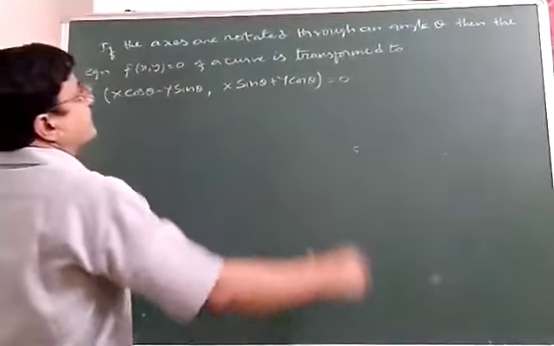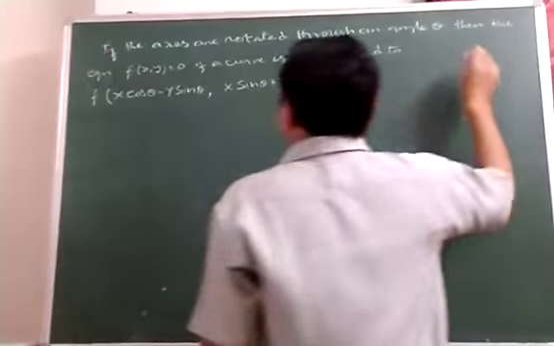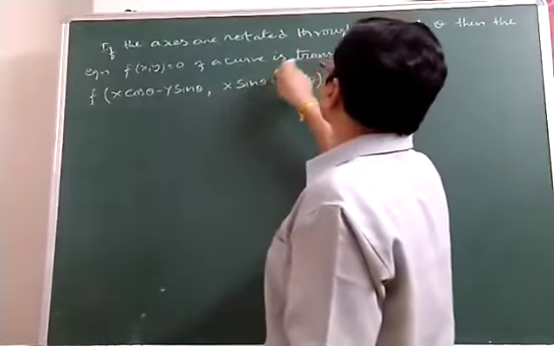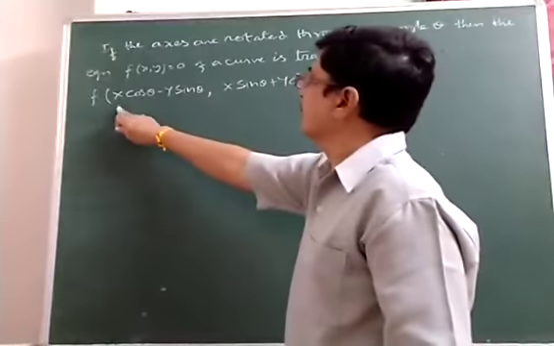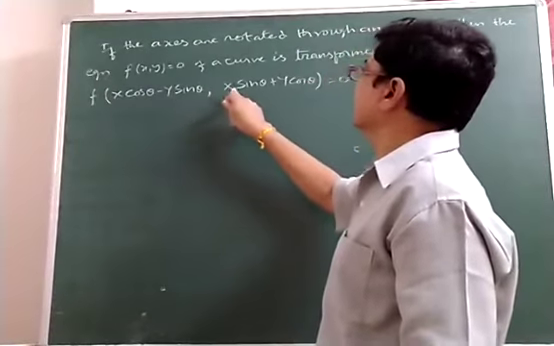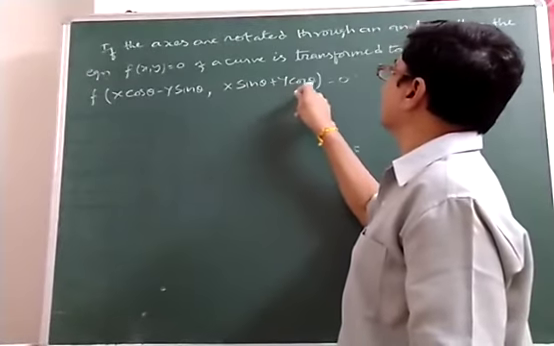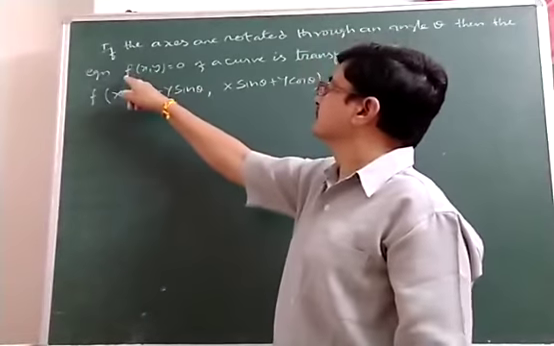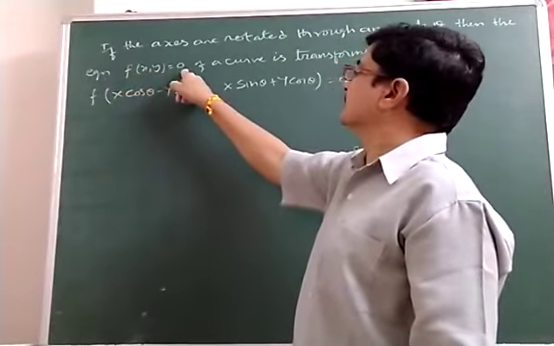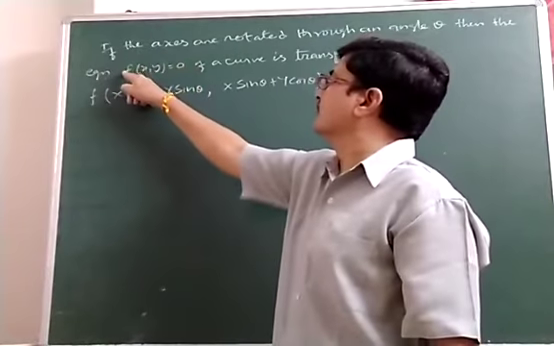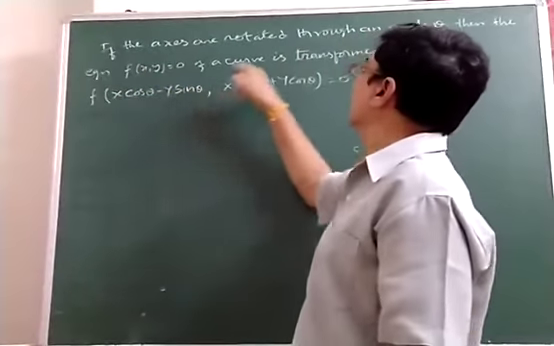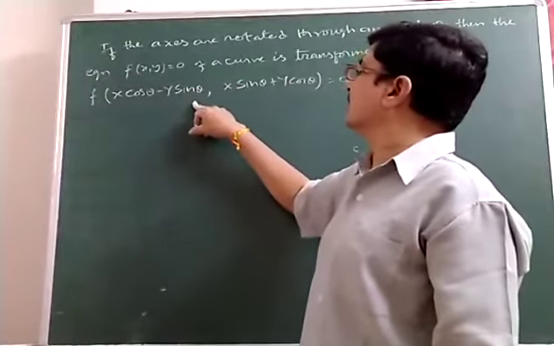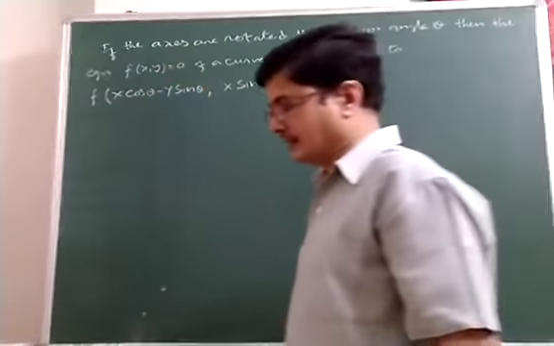If the axes are rotated through an angle theta, then the equation f(x, y) = 0 of a curve is transformed to f(X cos theta minus Y sin theta, X sin theta plus Y cos theta) = 0. This is the transformed equation of f(x, y) = 0. This is the original equation, and this is the transformed equation when the axes are rotated through an angle theta.